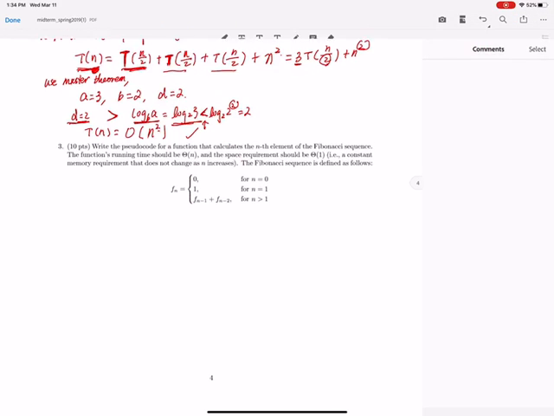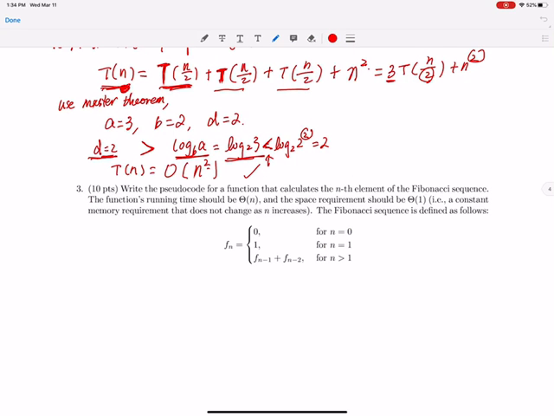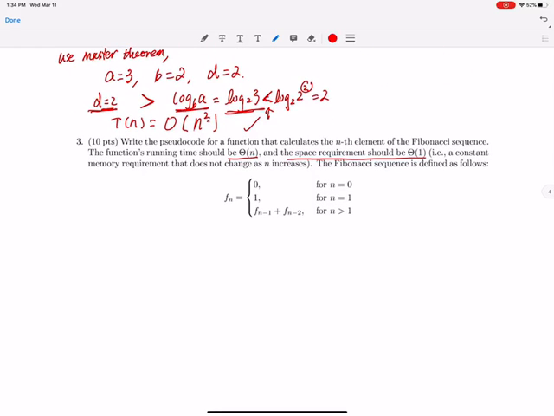All right, so let's look at this coding question. We are asking you to write a function that calculates a Fibonacci sequence number, and the requirement is that the running time needs to be linear and the space requirement needs to be constant. So please review lecture number 1 and 2, where we go through 2 different ways to solve this problem.